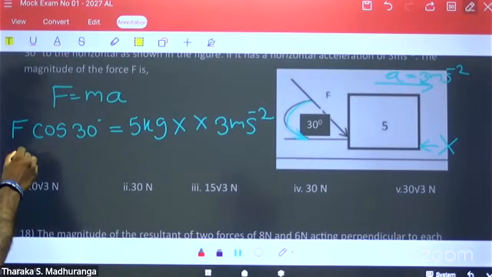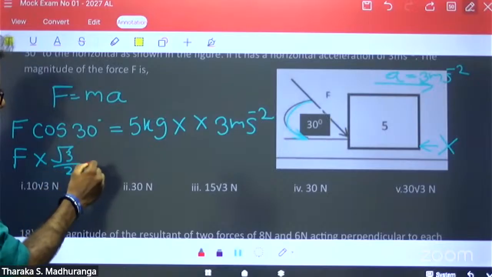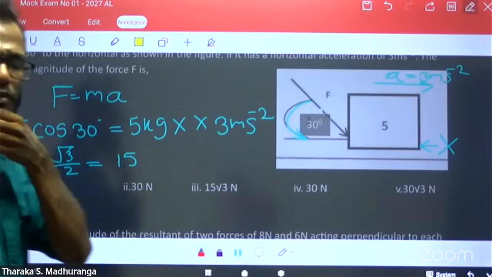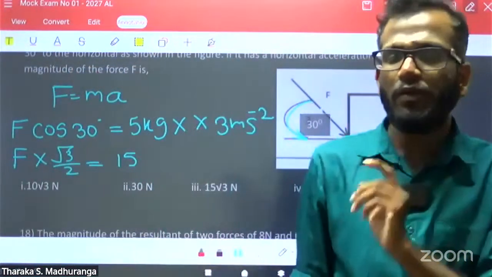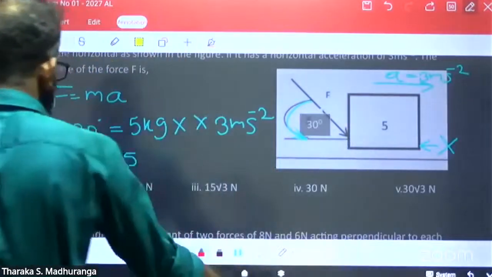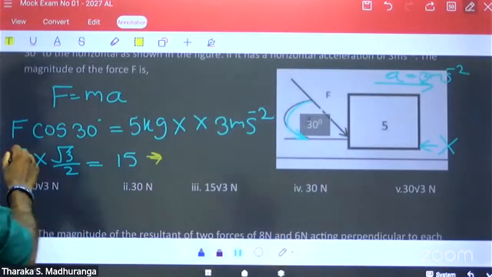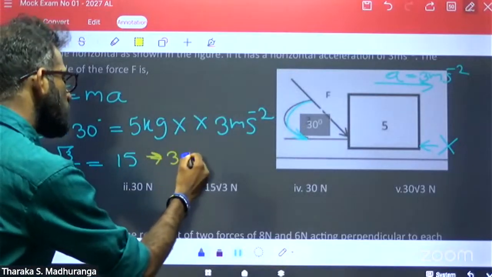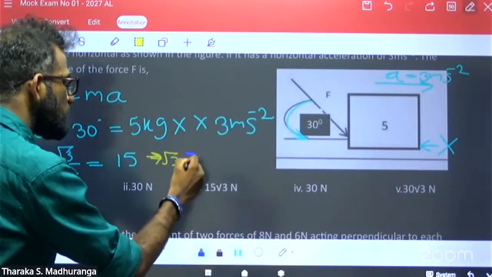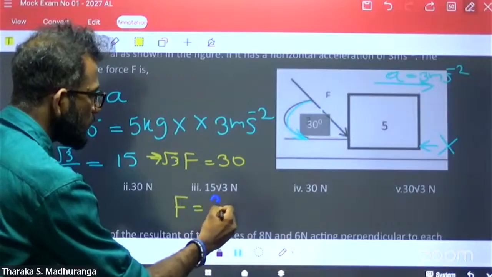F cos 30 means, what's the cos 30 value? Root 3 over 2. Root 3 over 2 equals 5 into 3, 15. Now if I isolate the F by cross multiplication, root 3 F equals 30. Then if I isolate the F, F equals 30 over root 3.